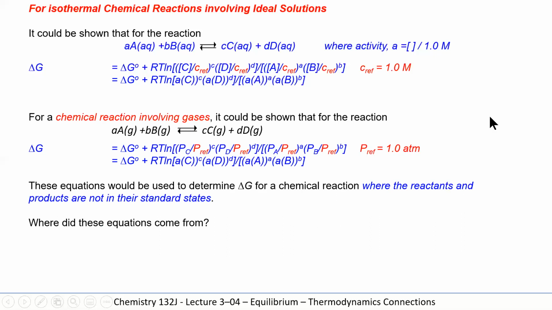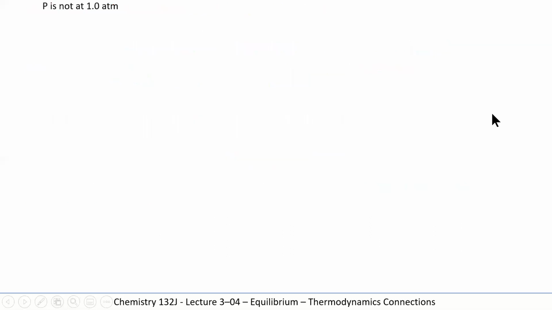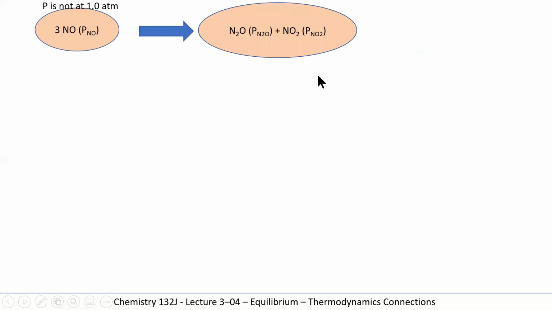So where do these equations come from? Let's take a look. So let's do some mathematics here. Let's assume the pressure is not at 1 atmosphere, and we have a reactant, NO, at a pressure other than 1 atmosphere, and it is changing into two products here, N2O and NO2. And now we can calculate delta G for that reaction.